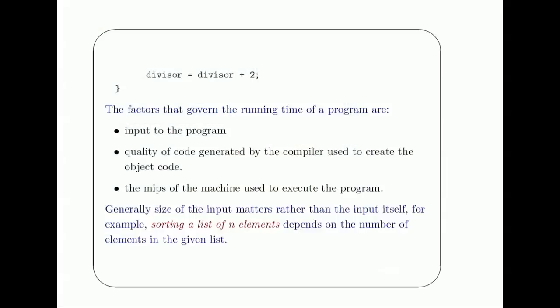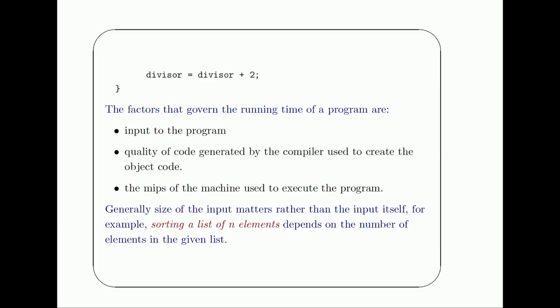So, what do we need now? We want to find out what is the running time of the program. So, how do you define running time? Running time clearly can be dependent upon the input to the program, the quality of the code that is generated by the compiler used to create the object code. It can also depend on the MIPS of the machine.